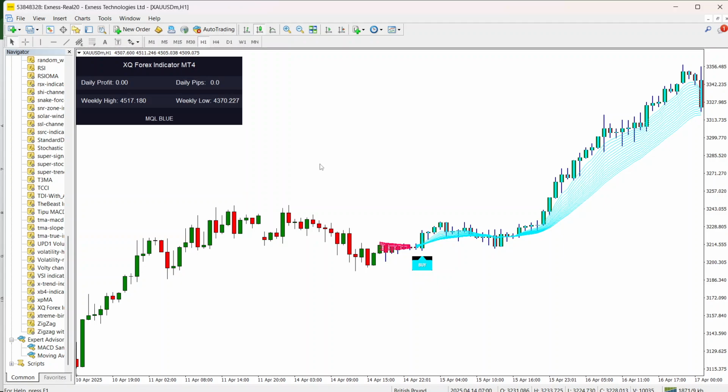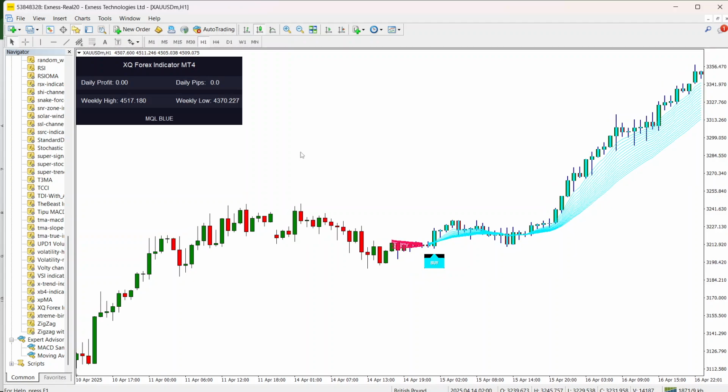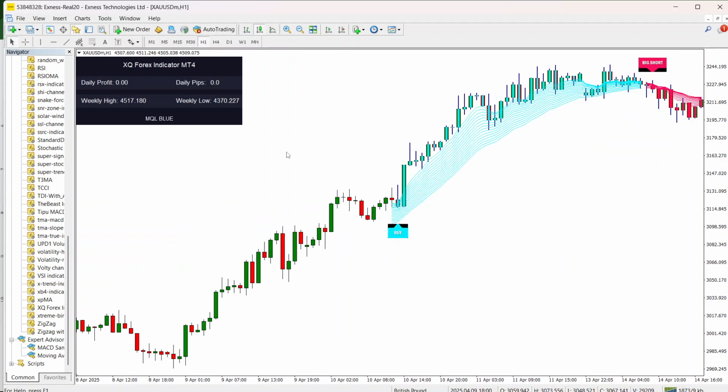By combining these aspects, the XQ Forex Indicator seeks to offer robust trade signals and reduce the number of false entries common with standalone indicators, making it suitable for all trading styles, whether scalping, day trading, or swing trading.